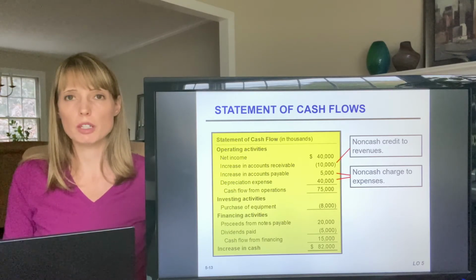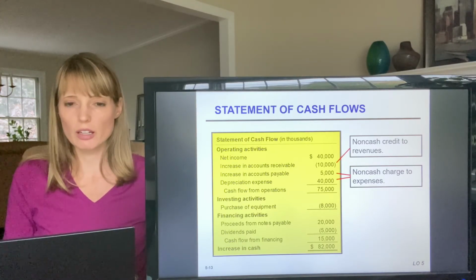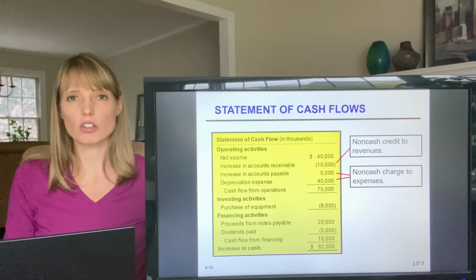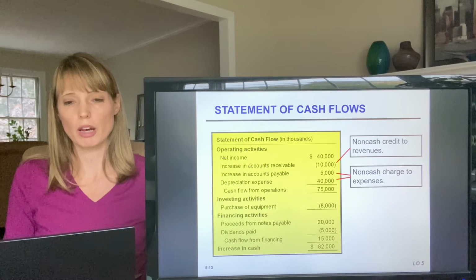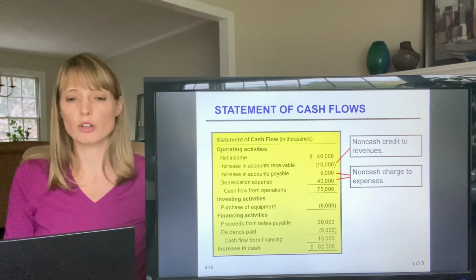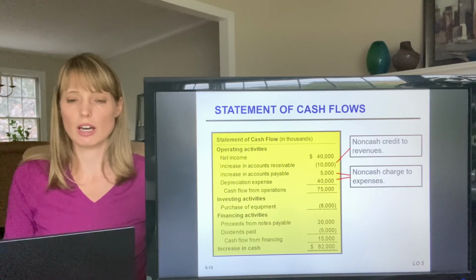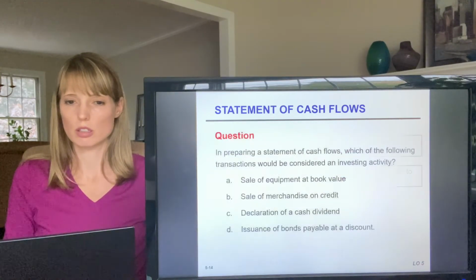We purchased equipment of $8,000. We received $20,000 when we issued a note payable, and we paid $5,000 in dividends. When we add up the $75,000 cash increase from operations, subtract the $8,000 cash outflow for investing activities, and add the cash inflow from financing activities of $15,000, we get the net increase in cash of $82,000.